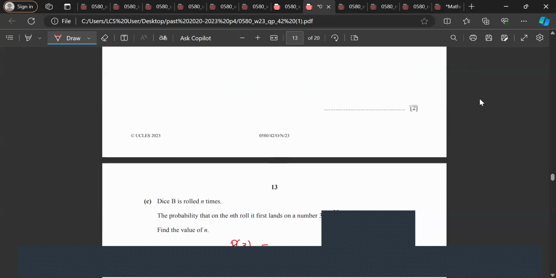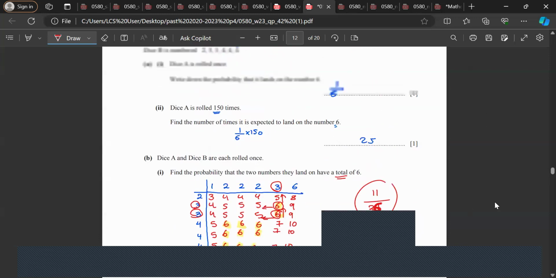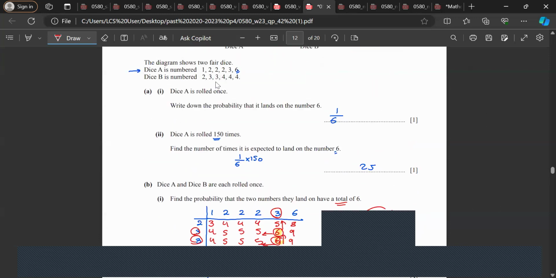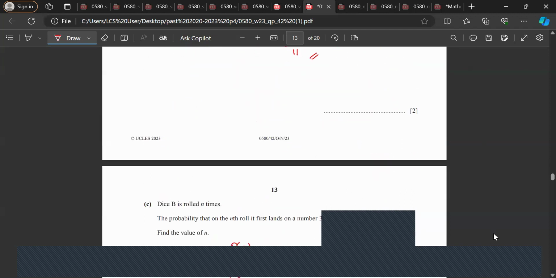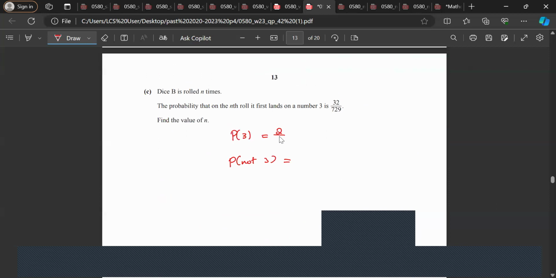From dice B, what is the probability of 3? Where is dice B? Here. What is the probability of 3? 2 over 6, which is 1 over 3. Then what is the probability of not getting 3? 2 over 3. So I will put not getting, then n minus 1, then multiply by 1 over 3, equal 32 over 729.